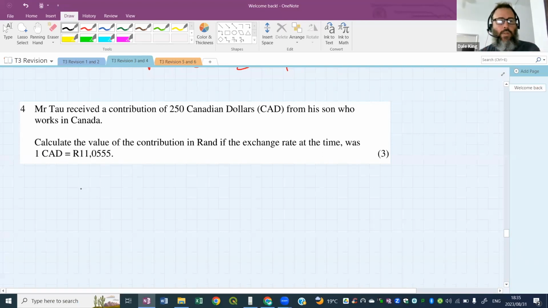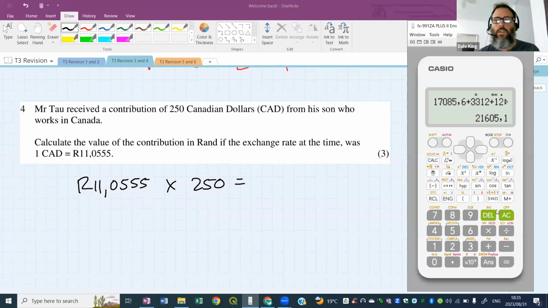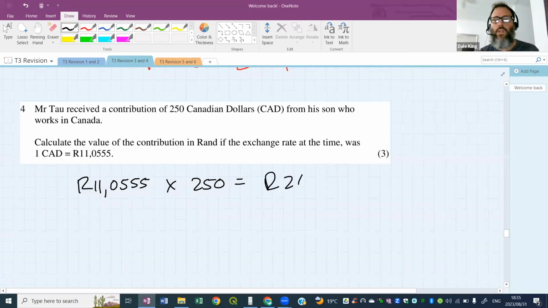Good luck for Monday. But what do we do in this case here quickly? So we're gonna take the 11.0555 and times by 250, and then we're gonna get an answer, and then the answer is gonna be the rand. Very good. Nice and easy. We love it when they give us stuff like this, don't we? Easy marks, easy money. All right. So it's 2763.875.